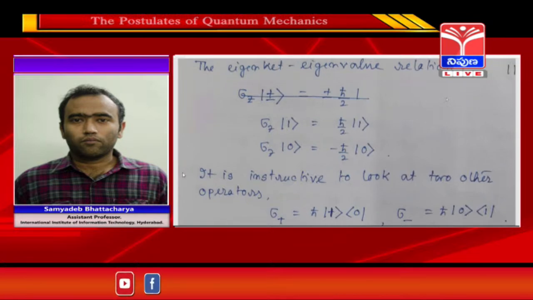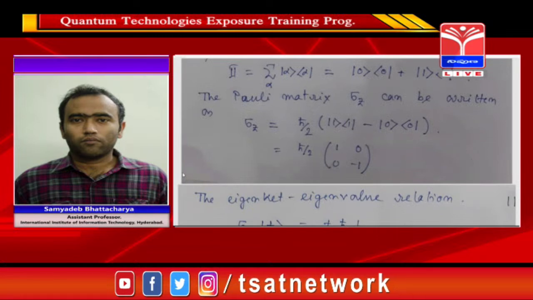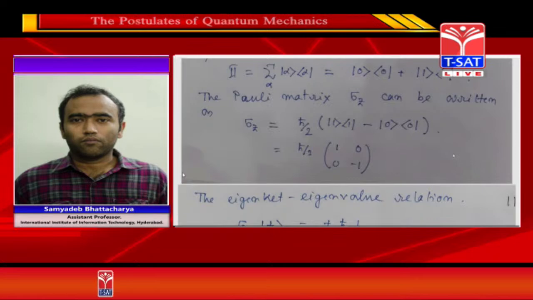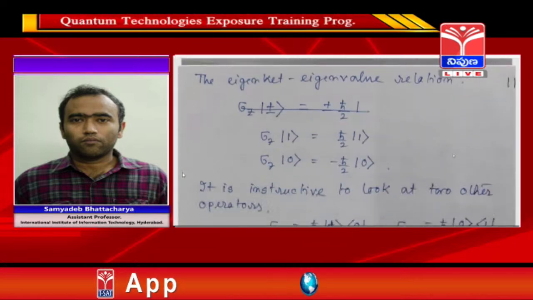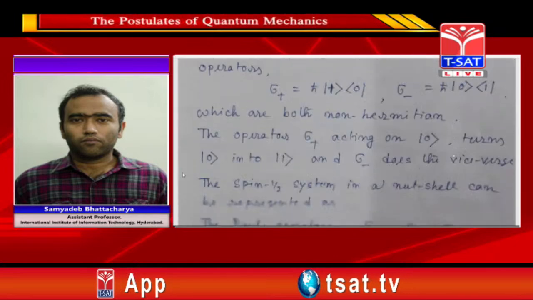The h bar by 2 is there because we have considered this matrix with the multiplication h bar by 2, but you can ignore h bar by 2 in general, because we can also consider it without h bar by 2.